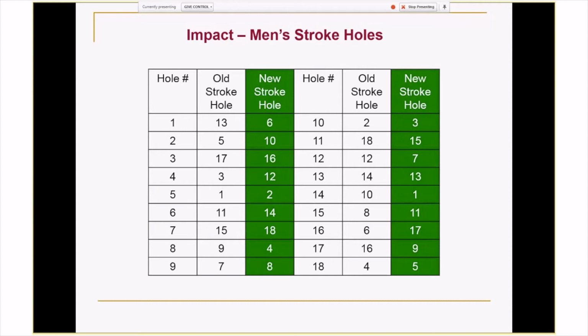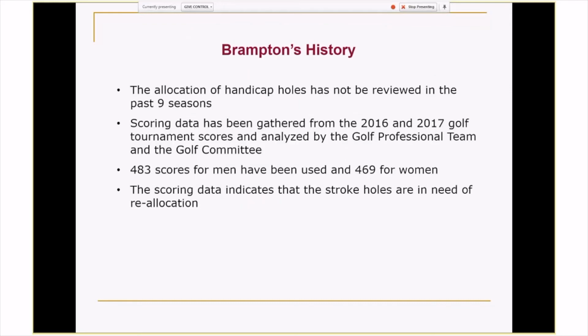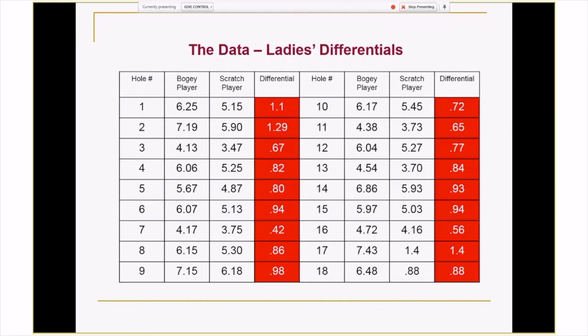My next comment is I found it very interesting. And probably I didn't quite understand, when you think of a scratch golfer, you think of somebody that has a 0 handicap or a low handicap.